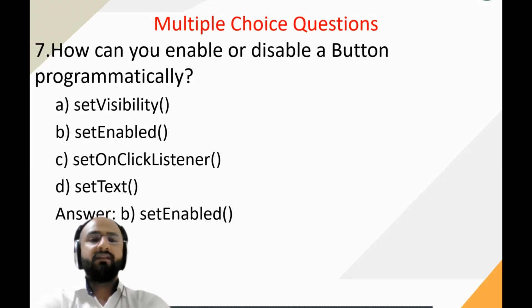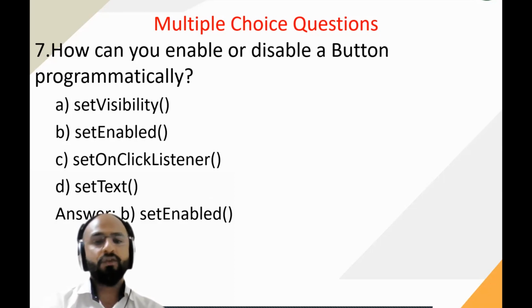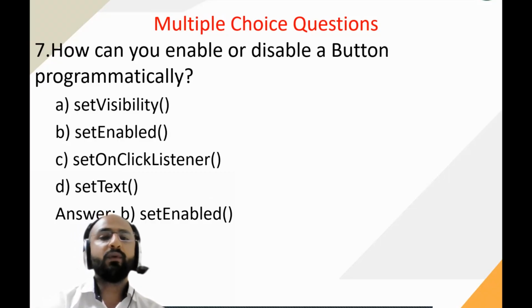How can you enable or disable a button programmatically? So which method will you use to enable or disable the button? Four options: A, set visibility; B, set enable; C, set on click listener; D, set text. So the right answer is B. By using that set enable method, you can enable or disable the button programmatically, with the value of the set enable method being true or false.